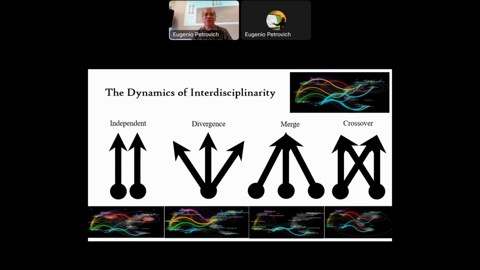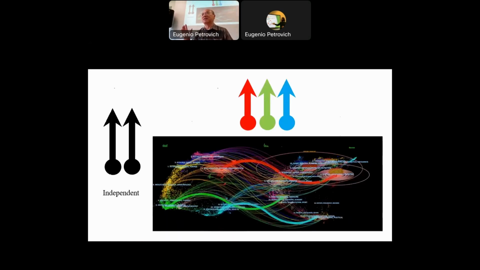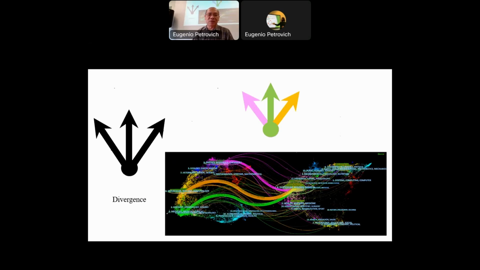You have a third one, merge: different lines going together and then crossing over from one side to the other. So we can tell this by using this, and this is called dual-map overlay. You put a one-layer citation behavior there. So basically the one, let me go for this one. This is called divergence.